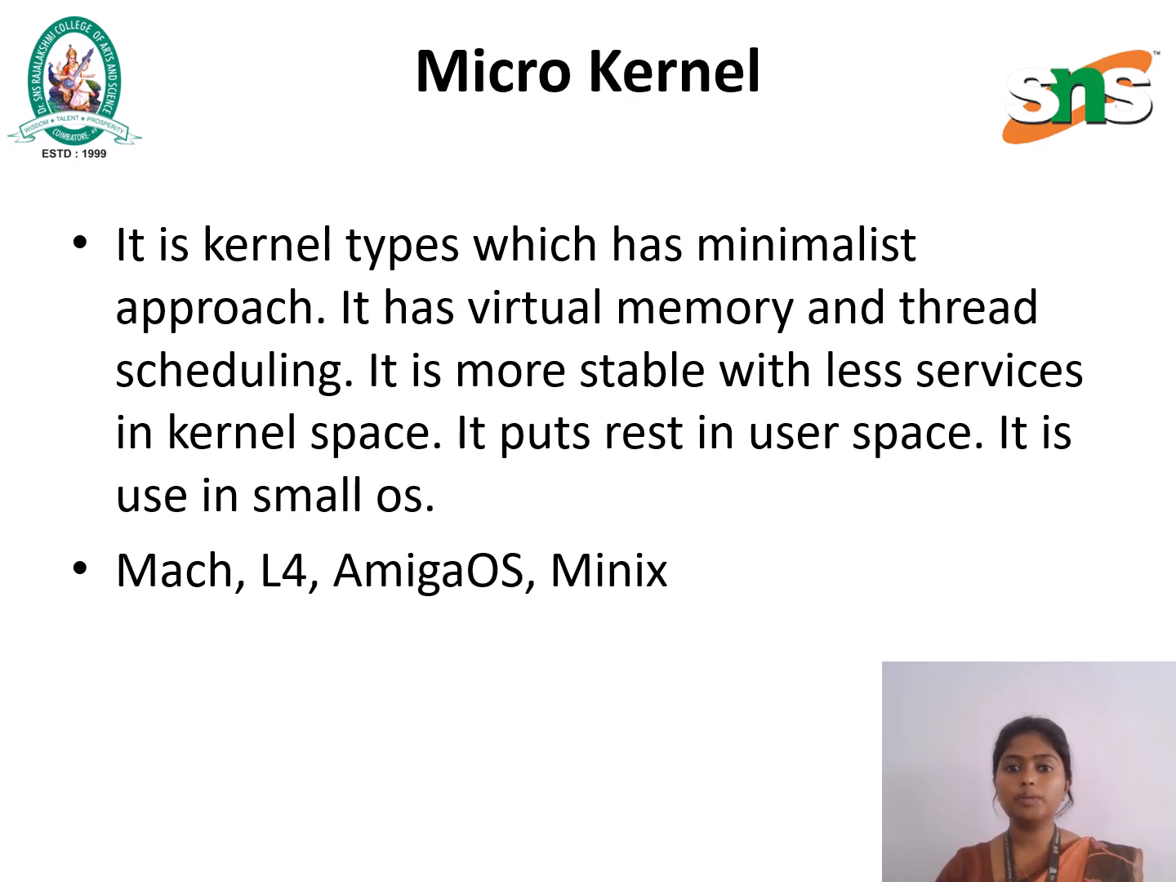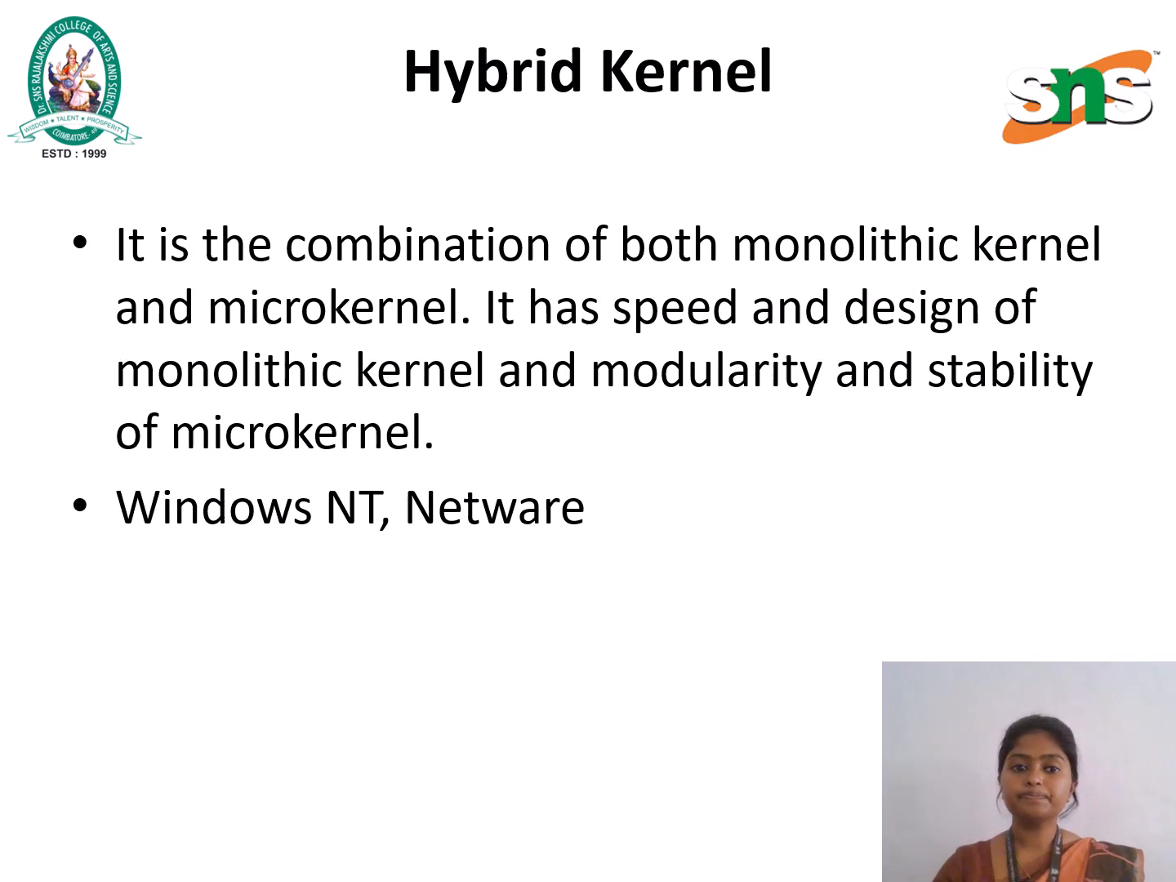Microkernel. It is a kernel type which has a minimalized approach. It has virtual memory and thread scheduling. It is more stable with fewer services in kernel space. It puts the rest in user space. It is used in small operating systems. Examples are Mach and L4, and Amoeba OS. Long ago, in the 80s and 90s, these types of kernels were used as microkernels.